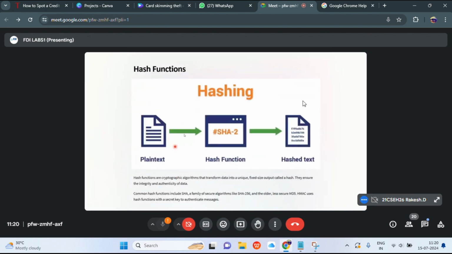And the third one is hash functions. I think we all know about it, because the plain text will go through some hash function along with the security key and it will become the hash text. Hash functions are cryptographic algorithms that transform data into a unique fixed-size output called a hash. This hashed text will be unique characters and they ensure the integrity and authenticity of data. What are the common hash algorithms we use? Like SHA-2, SHA-256 and MD5. This is hash functions.